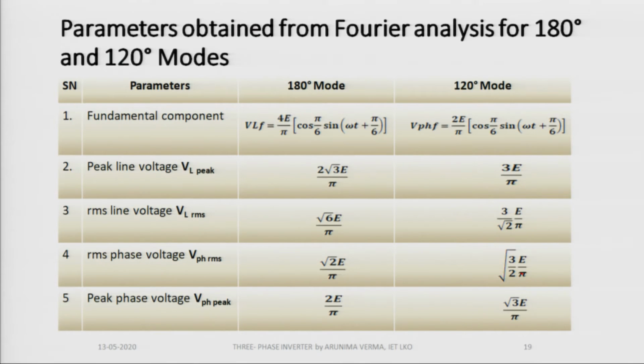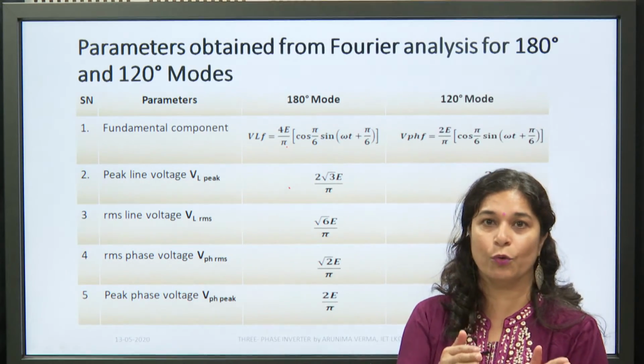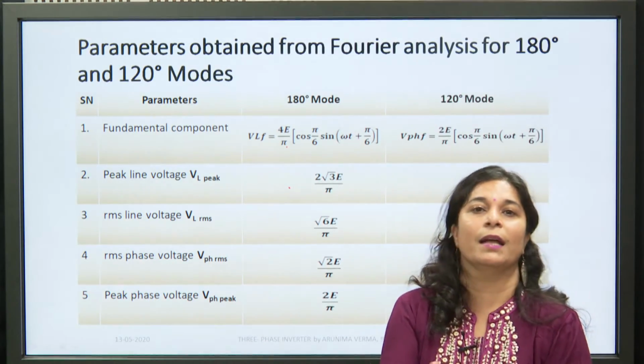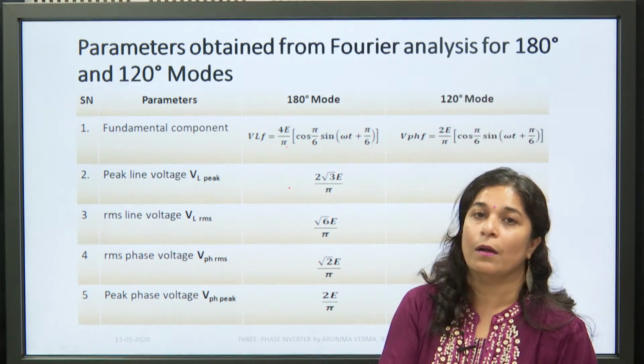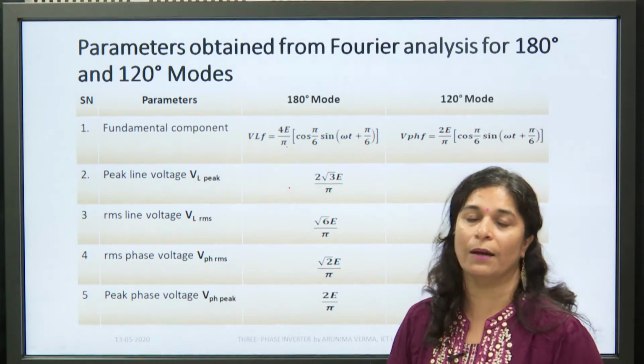Now, in case of 180 degree mode, the fundamental component was extracted as already shown in the previous slides, that is 4 E by pi cos pi by 6 sin omega t plus pi by 6, and in 120 degree mode only E will be replaced by E by 2. So, if you are clear and have understood 180 degree mode, you will be easily able to analyze 120 degree mode or vice versa. That means, if you have the 120 degree mode analysis, you can get the 180 degree mode analysis, or the other way around also; you can have both the things.